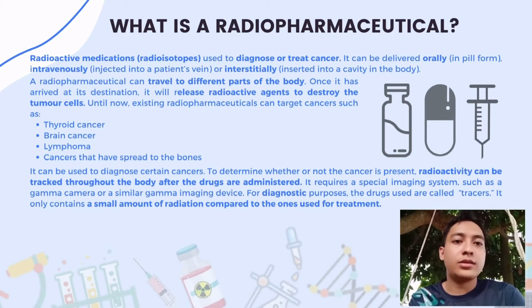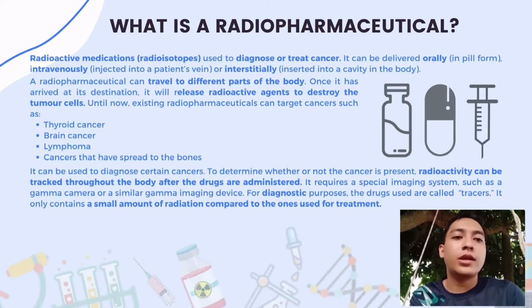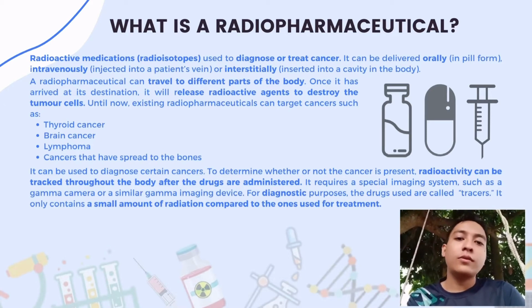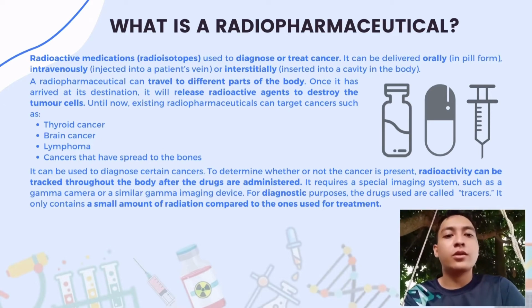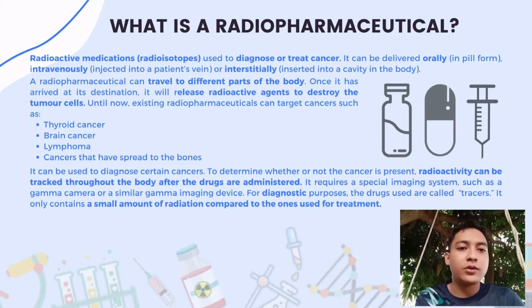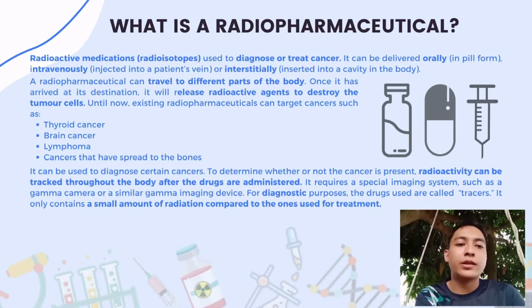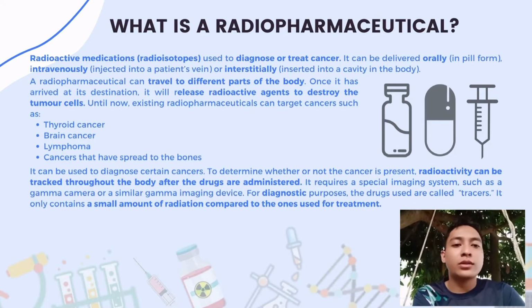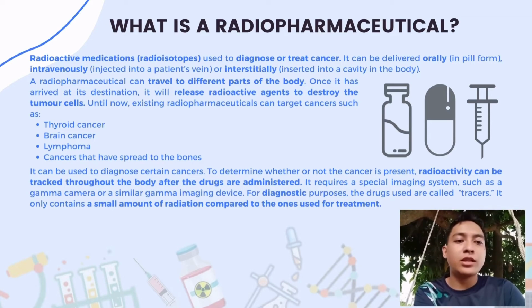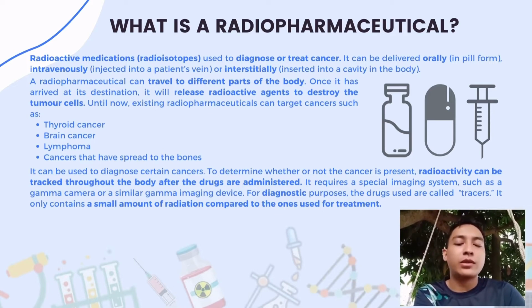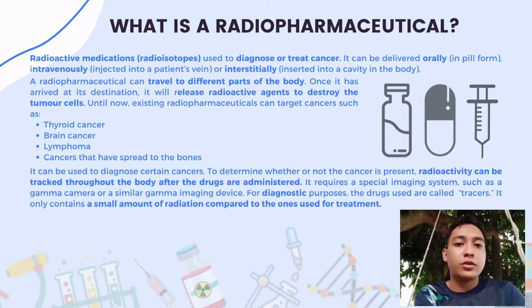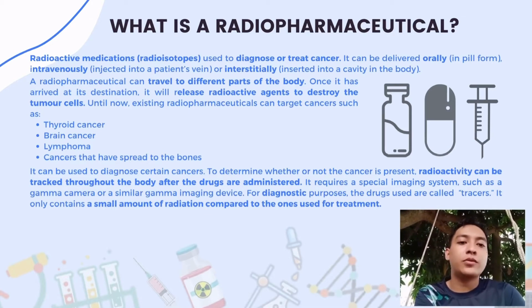Once it has arrived at its destination, it will release the radioactive agents to destroy the tumor cells, such as thyroid cancer, brain cancer, lymphoma, or cancers that have spread to the bones. It can also be used to diagnose certain cancers. To determine whether or not the cancer is present, radioactivity can be tracked throughout the body after the drugs are administered. It requires a special imaging system, such as a gamma camera or something similar. For diagnostic purposes, the drugs are called tracers and only contain a small amount of radiation compared to the ones used for treatment.